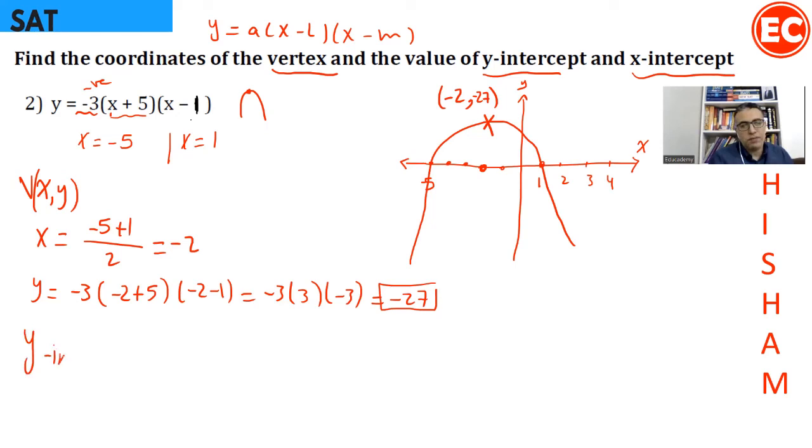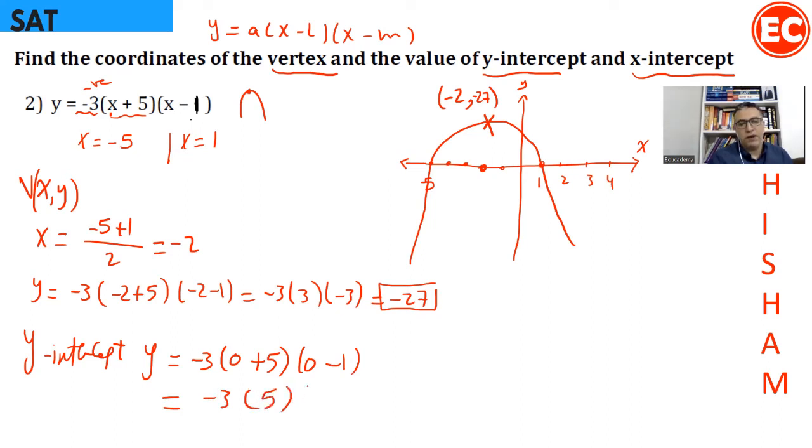How can I find the y-intercept point? I can find the y-intercept point by replacing x with 0. So it's negative 3 multiplied by 5 multiplied by negative 1, which is equal to positive 50. I have a mistake. Yes, my mistake: this is positive 27 for the vertex, and this point is equal to 50. Sorry, teachers make mistakes sometimes. Barakallahu feekum, these were the three forms of the quadratic functions.